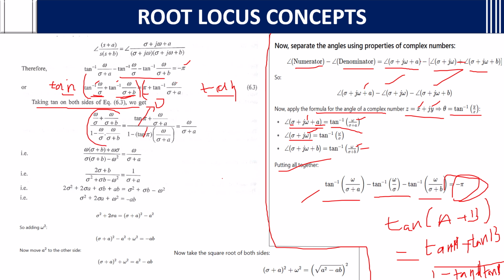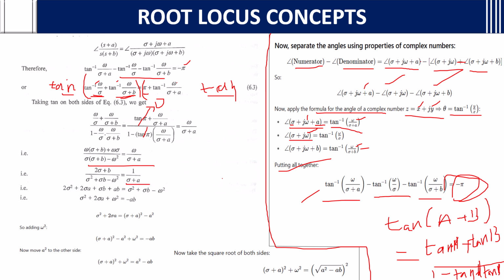Then they are taking the left hand side, what is that? They are taking LCM. That is omega into sigma plus B plus omega sigma by sigma into sigma plus B. Total by sigma into sigma plus B minus omega square. Again sigma into sigma plus B, sigma into this denominator gets cancelled after LCM. Okay, then you are left with what? This equation. Okay, again what you will do, you will multiply inside, you will get 2 sigma plus B by sigma square plus sigma B minus omega square by 1 by sigma plus A.